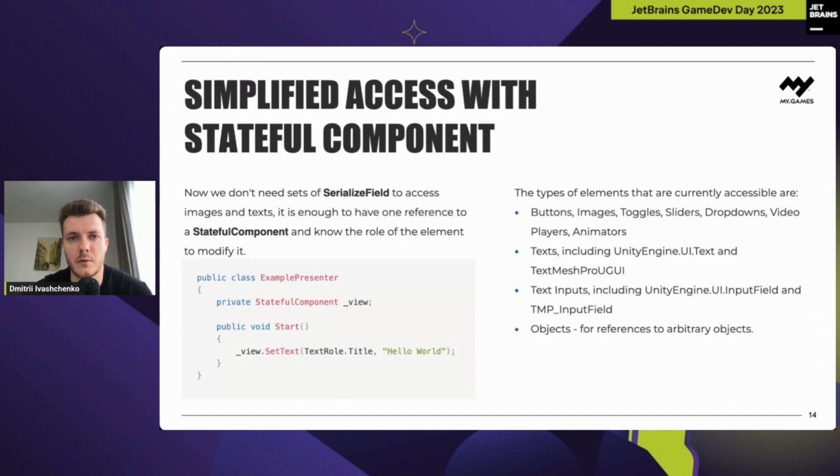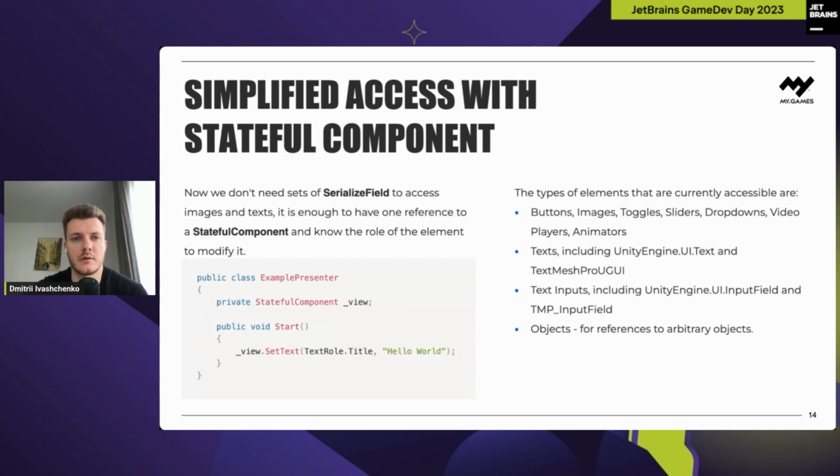The example shows how we refer to a text. You can see that view is our stateful component. We have a title role, and we set the text for it. At this point, the list of UI elements on the right is supported. It includes buttons, images, text inputs, drop-downs, and so on. And this list can be extended.